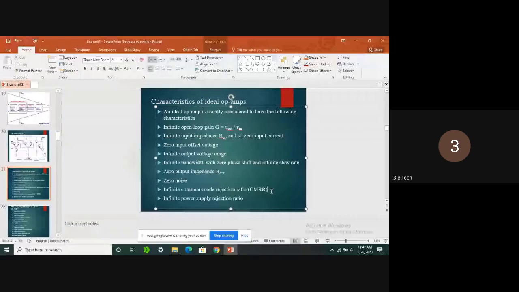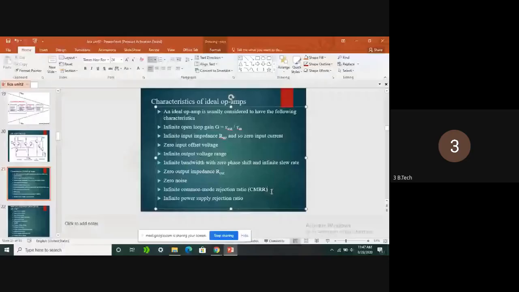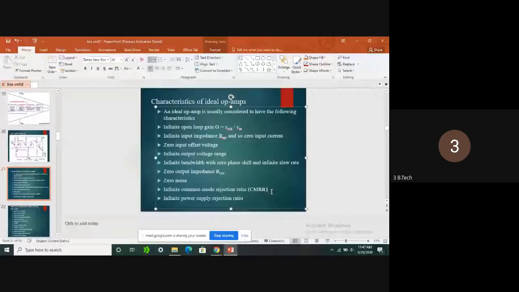So to avoid common mode operation, we should maintain a very high, infinite CMRR. By maintaining the CMRR value only, we can operate the operational amplifier as a differential amplifier. Similarly, infinite power supply rejection ratio. In the sense, if you are providing too much power, what is happening? ICs will get damaged. So if the operational amplifier unfortunately gets very high power, that also needs to be rejected by itself.